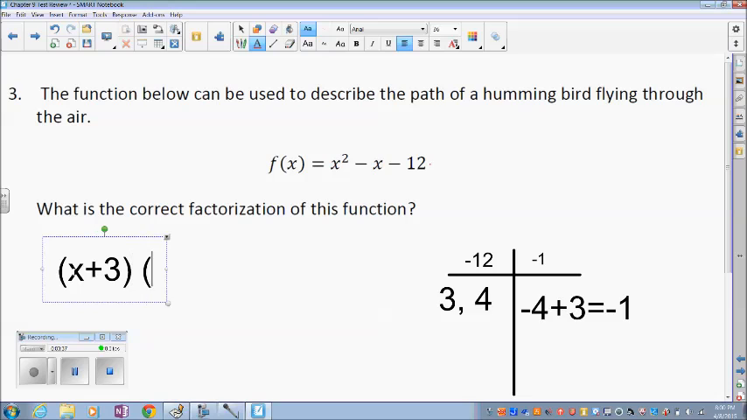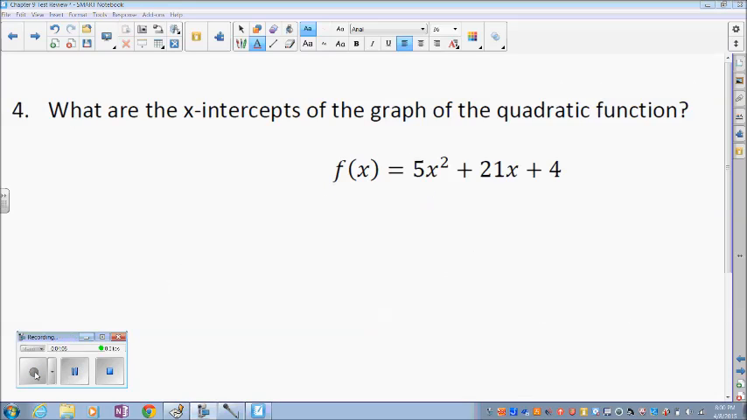And here's how you're going to write it: x plus 3 times x minus 4. And that is your answer. Those are your factors. Okay, and if you want to check it, you can go back and FOIL it, and you should get that trinomial you started with.